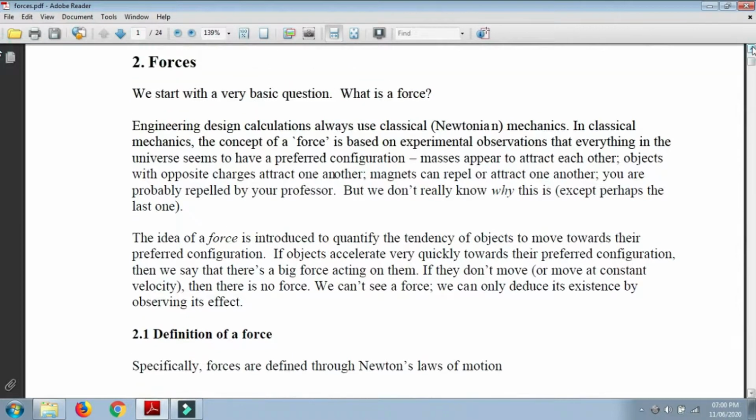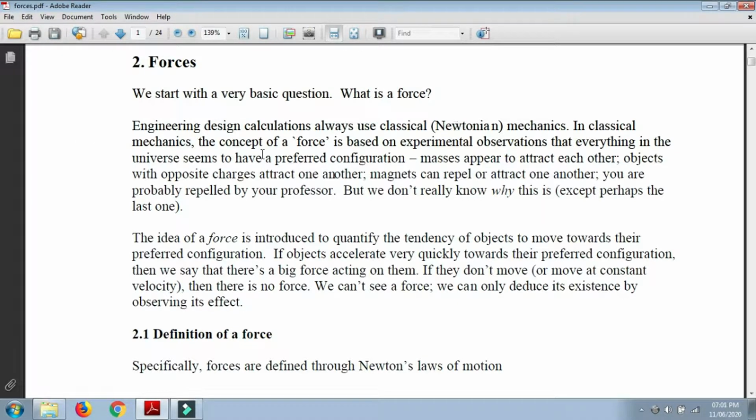That is a very basic question. All engineering design calculations always use Newtonian mechanics. In classical mechanics, what do we mean by Newtonian mechanics? It means mechanics based on the three fundamental laws of Newton: Newton's first law of motion, second law, and third law, which were explained by me in our very first fundamental lecture.